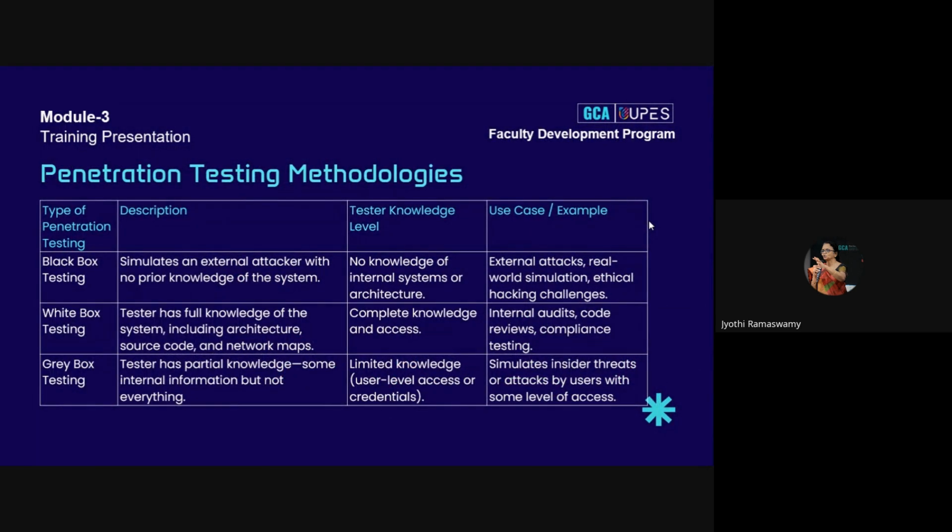Now, what are the penetration testing methodologies, right? I mentioned black box, white box, and gray box. So these are the penetration testing methodologies. What is the meaning of black box? They don't know what is inside at all. It just simulates an attack on the application without knowing what is inside, right? That is black box testing.